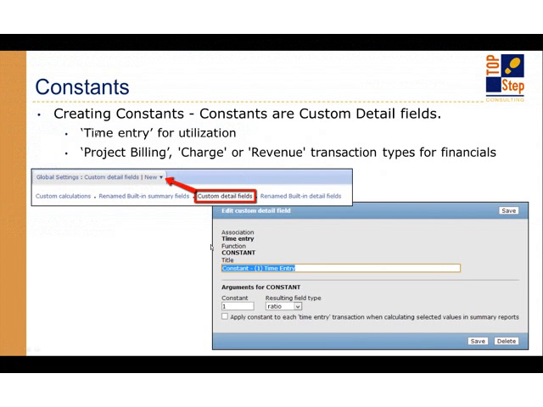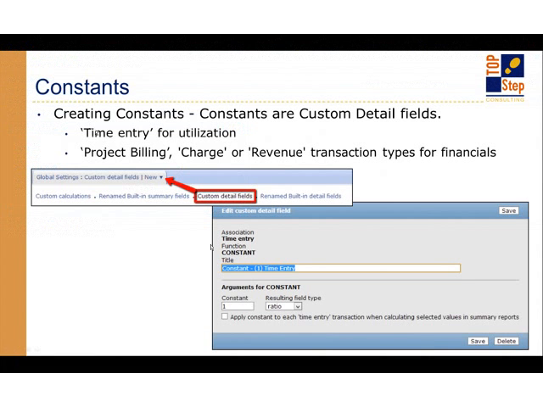Some classic uses are for time entry, for utilization reporting, I should say. So you can create a constant time entry value of 1. Also, project billings, charges, and revenue are often useful. So you create a constant to use in a custom calculation. Generally, the constant is 1. And again, we'll show you in just a minute why those become useful.